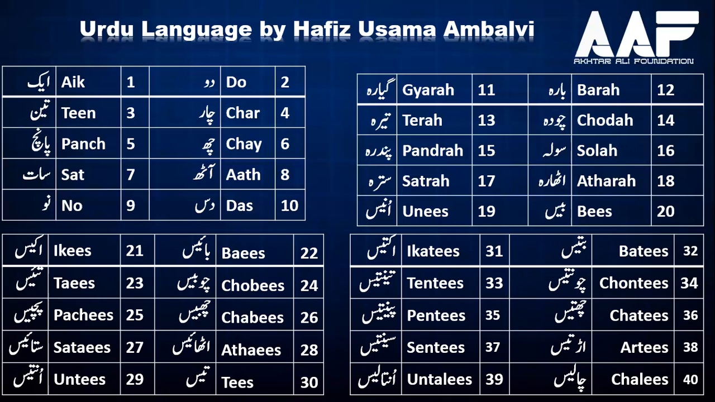31, 32, 33, 34, 35, 36, and so on up to 40. Wait, I got lost. Okay. Untis means 29. Yes. Good.